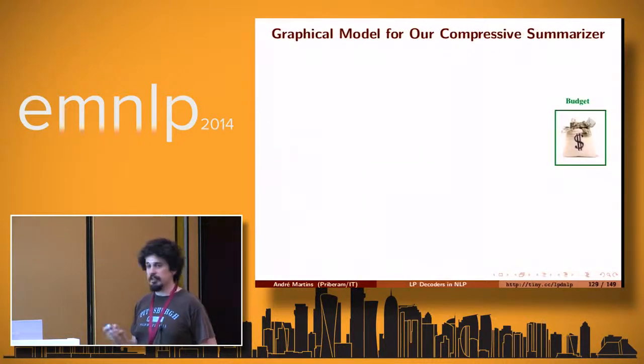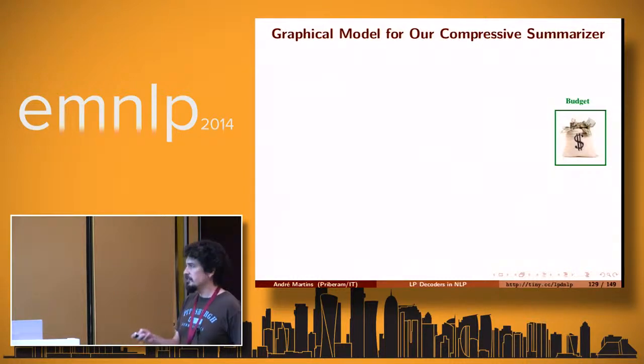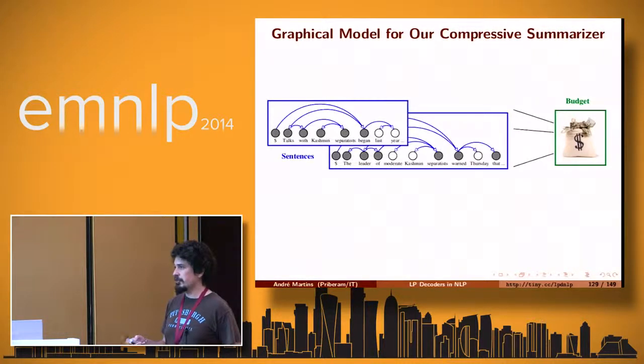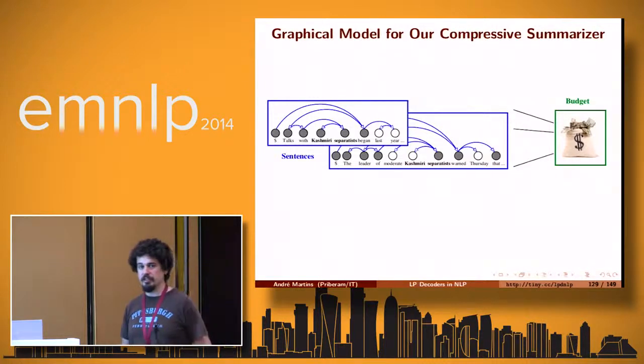Okay? So it's probably easier to understand the entire thing by showing the graphical model. This is the part of the graphical model that takes care of the budget. So this is imposing that the length of the summary cannot exceed like 100 words. Then we have structured factors, 1 per sentence. This is taking care of the sentence compression part. And then we are going to extract concepts to the summary.